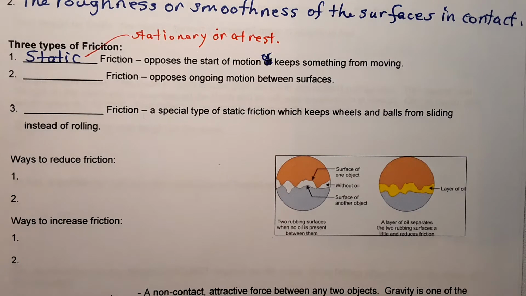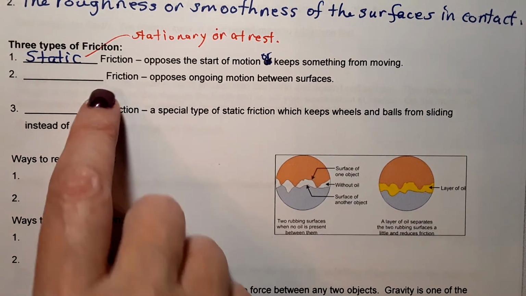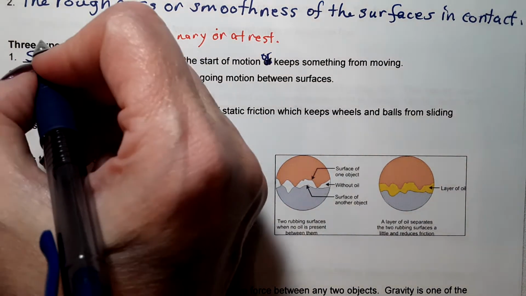So it stays there, okay? Cars parked on an incline will stay there because static friction is greater than the gravity trying to pull the car down the hill. So, static friction opposes start of motion.